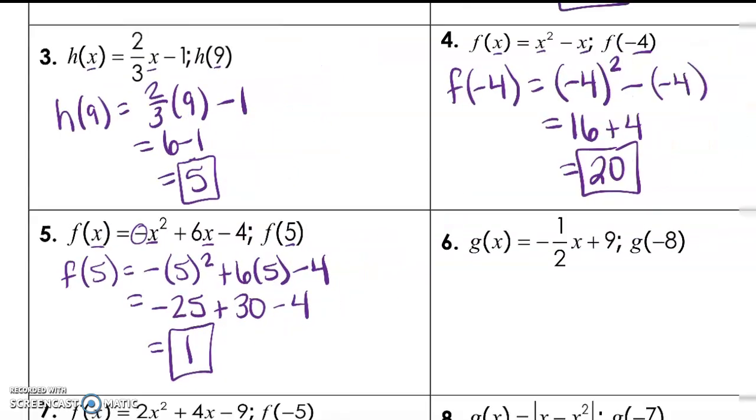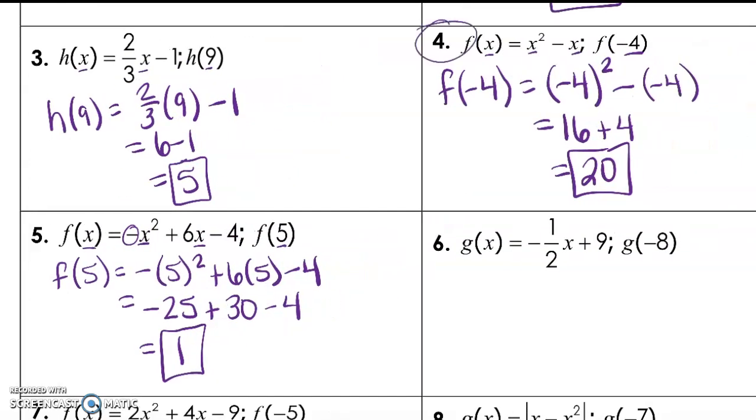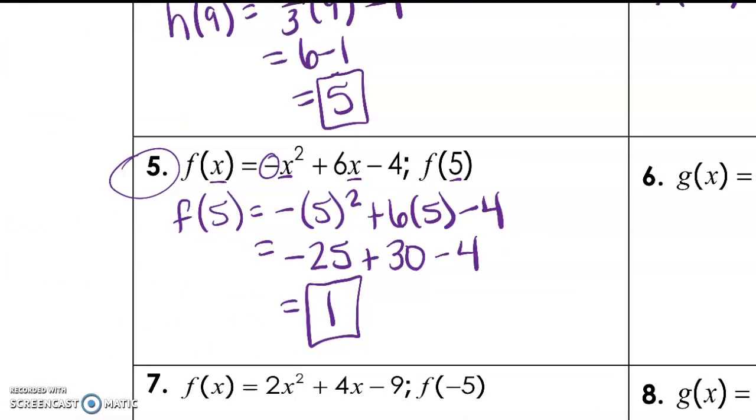So super important to remember the difference between what we did in 4 and what we did in 5. Number 4 wanted us to square whatever our x value was, which was negative 4. So negative times negative is positive 16. In number 5, they wanted us to square first and then make it negative. So 5 squared is 25, and then we make it negative for negative 25.